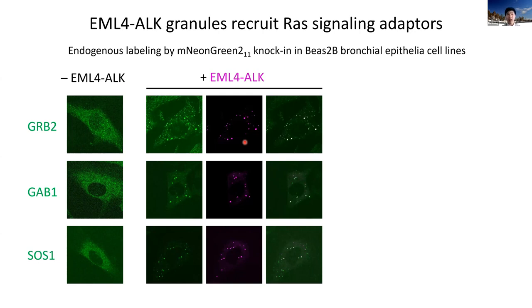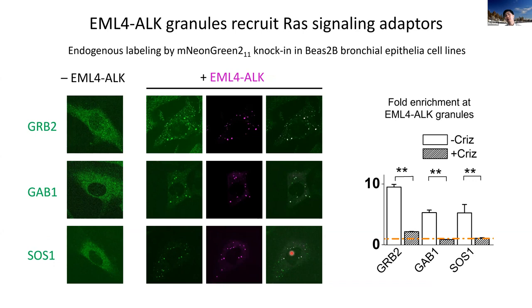Showing here are three examples of classic scaffolding proteins, GRB2, and adaptor proteins GAB1 and SHC1. By themselves, they are more or less diffusively cytoplasmic, but when we have EML4-ALK granules in there, they are clearly enriched in those granules, and that enrichment can be reversed by crizotinib, which is an ALK kinase inhibitor, so it's specific.